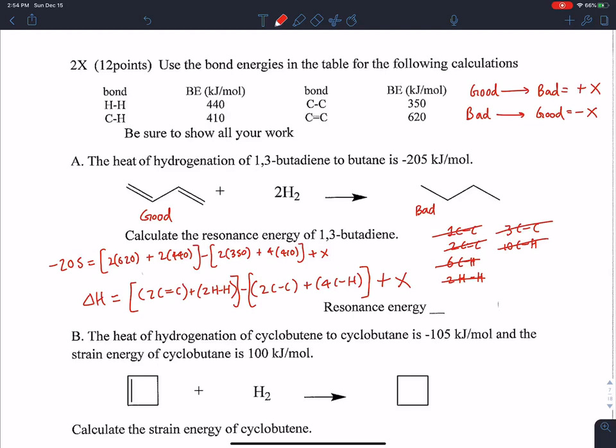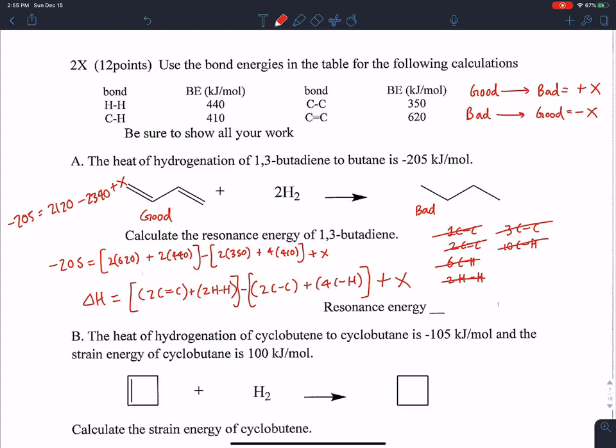So I'm going to bring out my handy dandy phone now to figure out what this exact number will be. Actually, we can maybe even do it here. Nah, I'll do it on my phone. So 2 times 620 plus 2 times 440, I get 2,120. So it's negative 205 equals 2,120 minus 2 times 350 plus 4 times 410. I get 2340. All that plus x. Wow, big numbers.